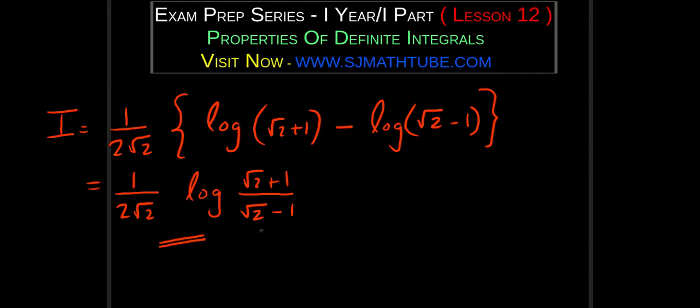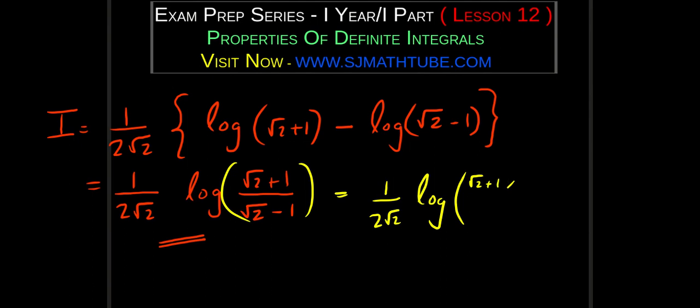But sometimes they will ask this as a prove that question. So let's learn to simplify this a little bit more. In the sense, we multiply this fraction by the conjugate. So I'm going to do root 2 plus 1 times root 2 plus 1 by root 2 minus 1 times root 2 plus 1. Sorry for that, I didn't put the bracket.